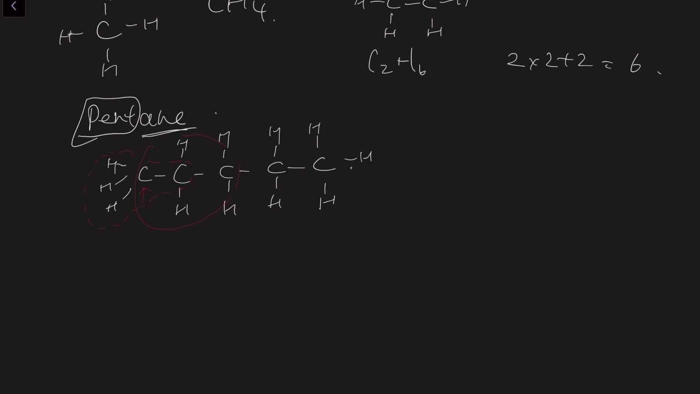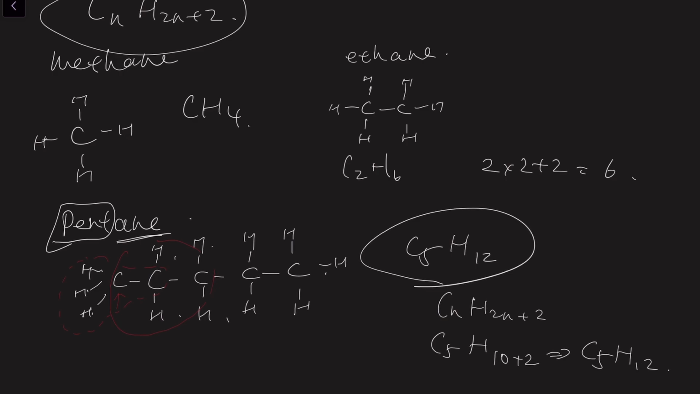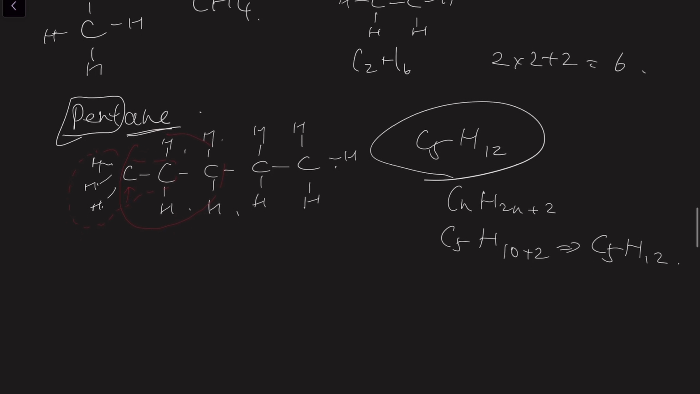Let's count how many carbons we have. We have 5 carbons already. For hydrogen, 1, 2, 3, 4, 5, 6, 7, 8, 9, 10, 11, 12. We have 12. You can, of course, also use the general formula CnH2n+2. So for C5, 2 times 5 is 10, plus 2, which is C5H12, as you would expect from drawing as well.